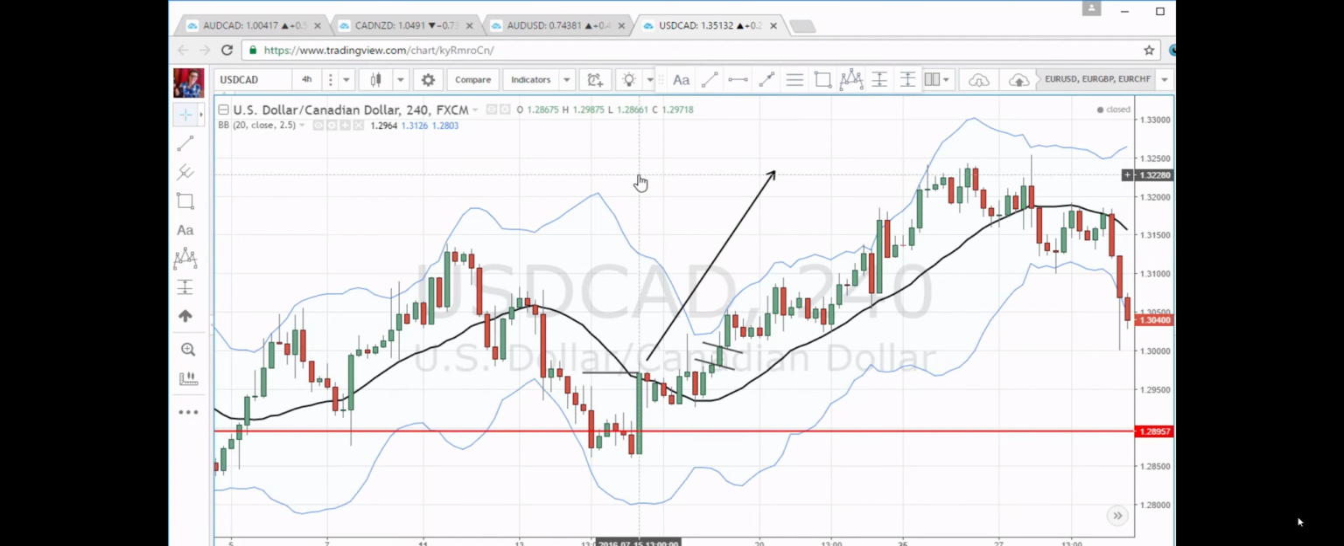So I think that should clarify a few things about how to manage a trade once you're in them, what to look for when you are in a trade and once price goes against you.